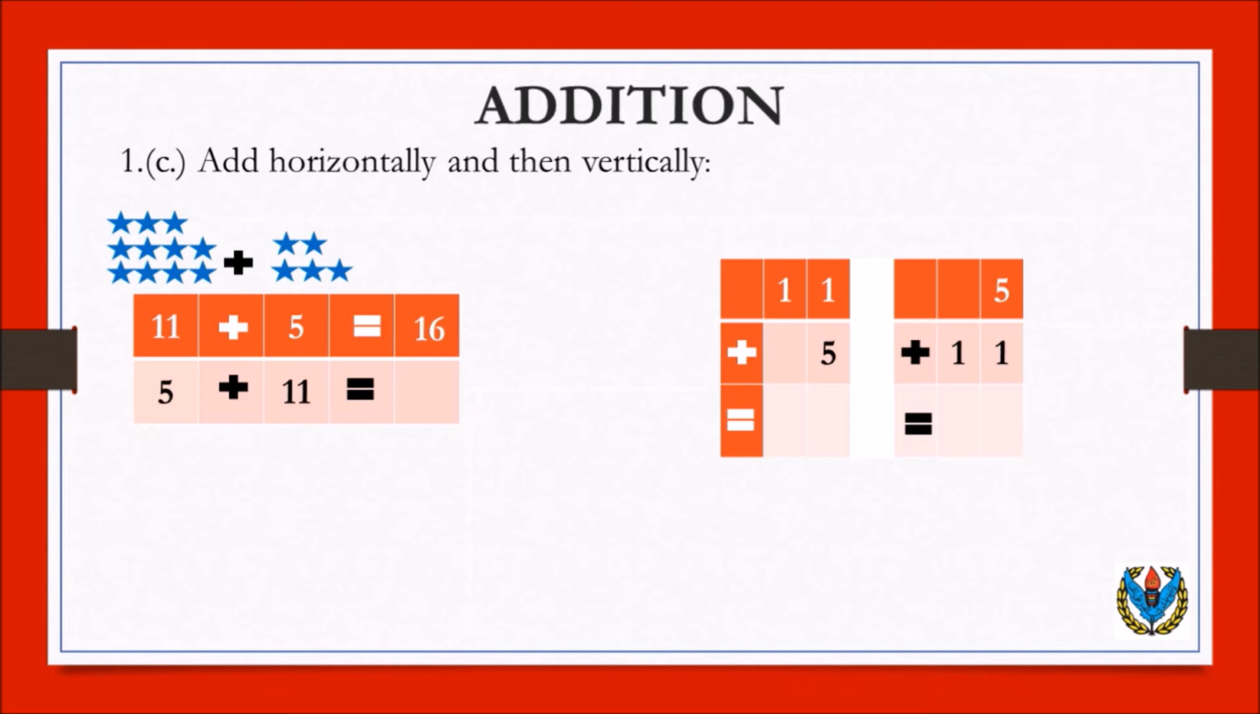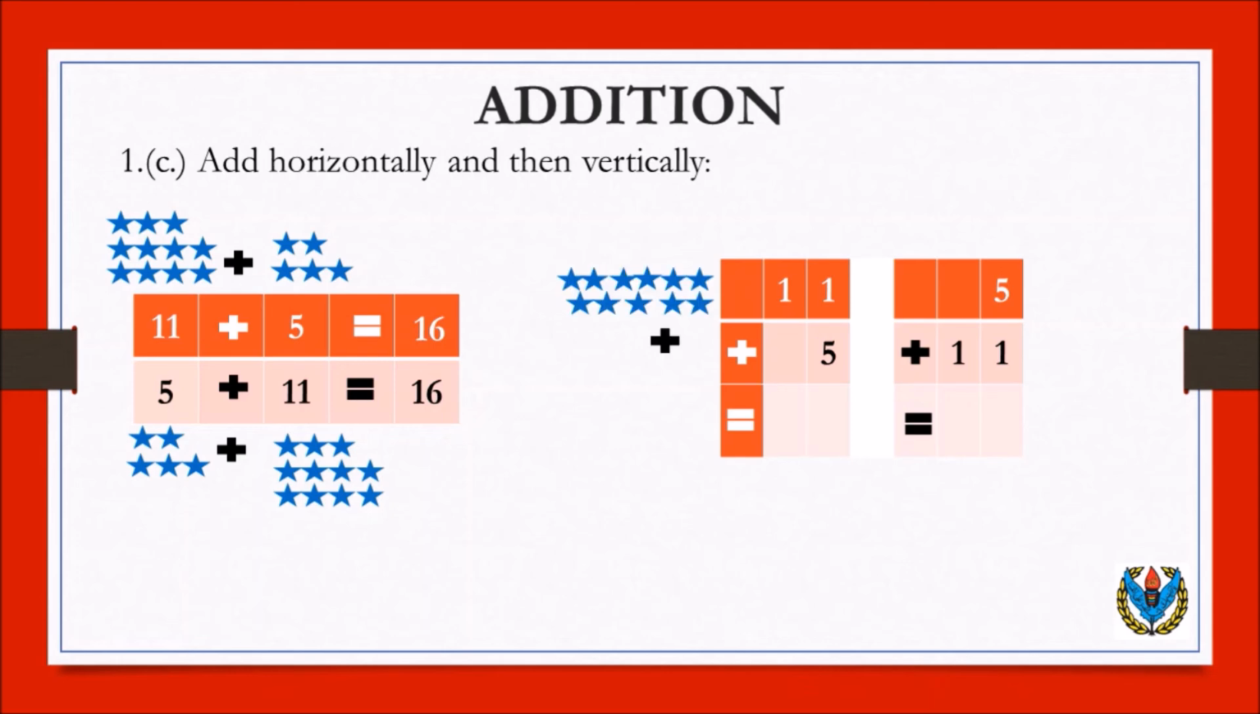Then add 5 plus 11. Draw 5 stars in front of 5 and then 11 stars in front of 11. Count them together. Yes, the answer is 16. Now in vertical form. Draw 11 stars and then 5 stars. They are 16 altogether. You can see on the right side that the numbers are same but order is different.